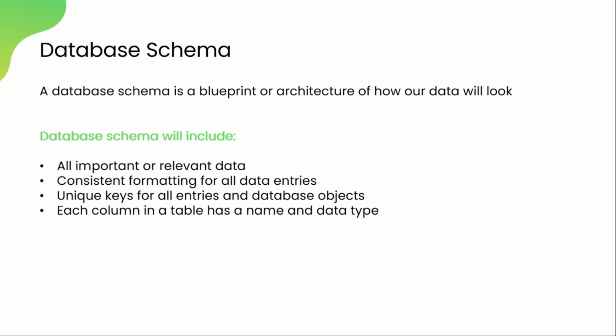Each column in a table has a name and a data type. This helps in maintaining the atomicity of our table. A database schema doesn't hold the data by itself, but instead it describes the shape of the data and how it might relate to other data models.